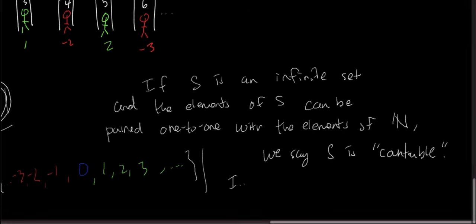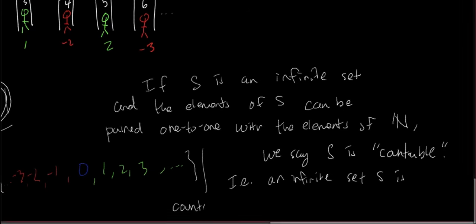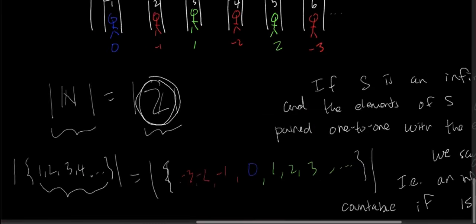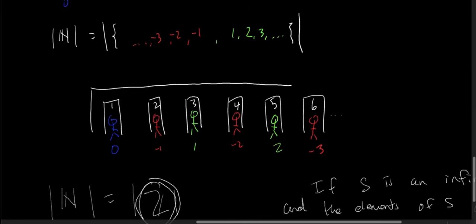So in other words, an infinite set S is countable if it has the same size as the set of positive whole numbers. And a still more colorful way to say it is that an infinite set is countable if its elements can be accommodated in Hilbert's Hotel, with one element per room and no vacancies.